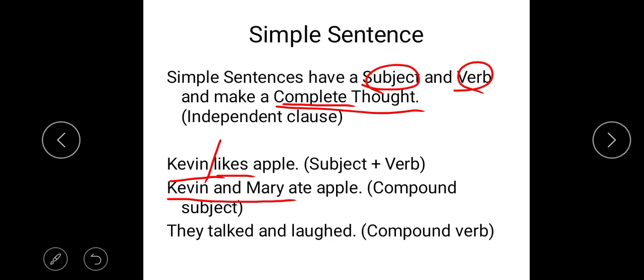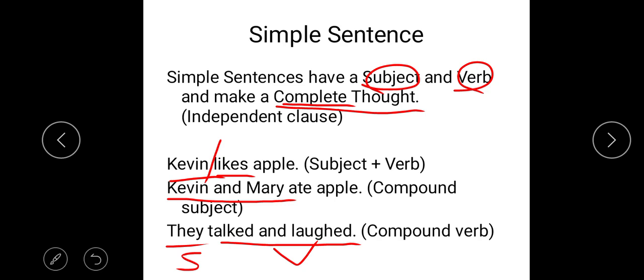And we also have a simple sentence with a compound verb. For example, they talked and laughed. They is the subject here, and talked and laughed together form a compound verb. So these three sentences are called simple sentences.